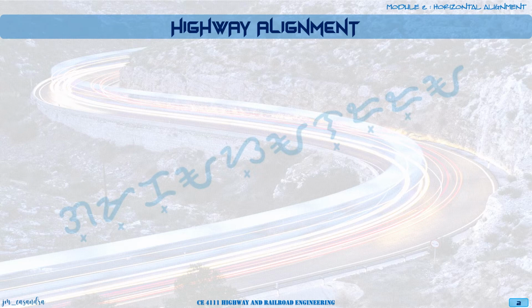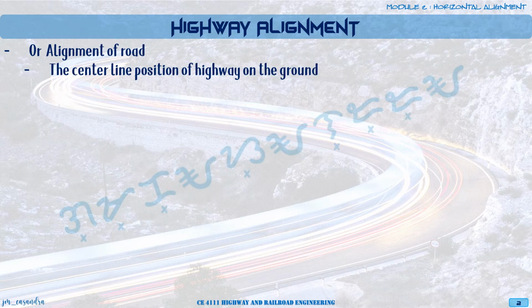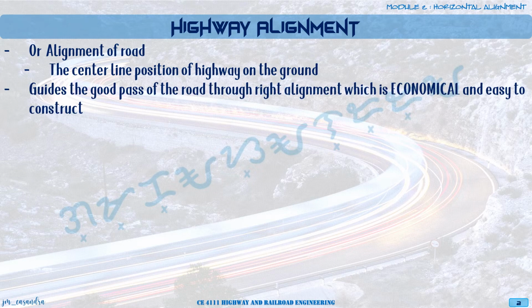So to begin with, we define highway alignment. When we say highway alignment, this is also another term for alignment route. So the alignment of route would basically be the position of the center line of the highway along the ground, and it is used to guide the path of the road through right alignment, which will be economical and easy to construct.